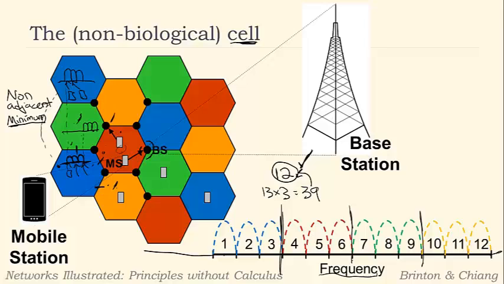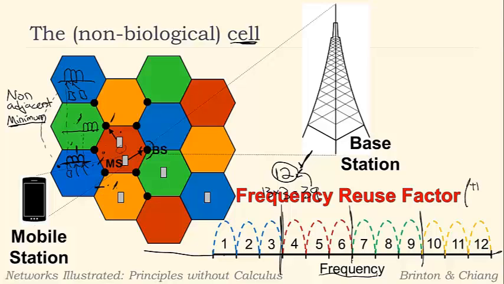Now, one other term we should point out is that of the frequency reuse factor, which is exactly what we were just discussing here. The frequency reuse factor is the number of colors that you need in this diagram. It's really the number of bands that you need to use. So in here, we have a frequency reuse factor of 4 because we're using 4 different colors or 4 different bands of frequencies.